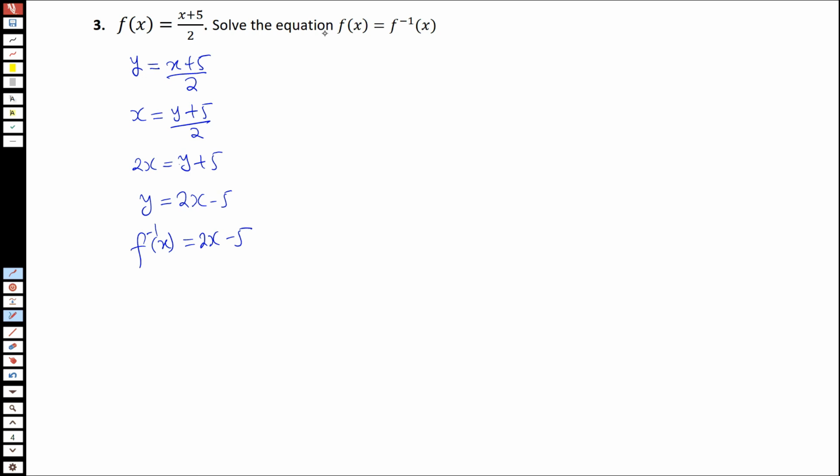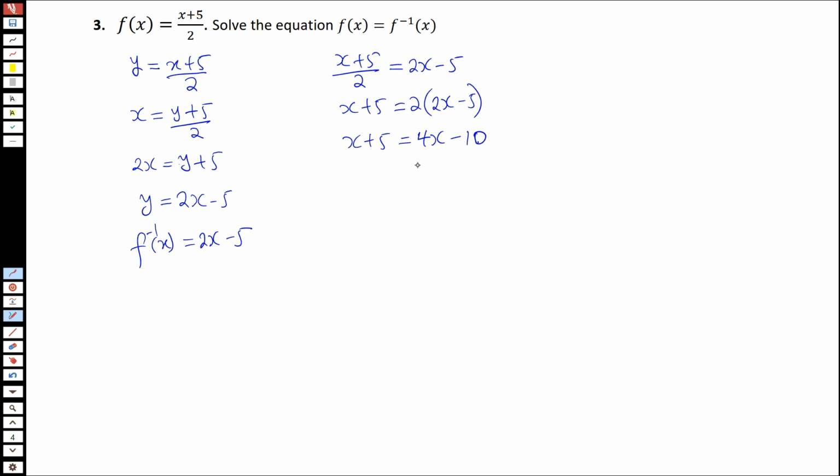But we know that the original function is equal to its inverse. So basically, x plus 5 over 2 is equal to its inverse, which is 2x minus 5. And then we want to solve for x. The opposite of dividing by 2 is multiplying by 2. So x plus 5 will be equal to 2 multiplied by 2x minus 5. So x plus 5 will be equal to 4x minus 10.